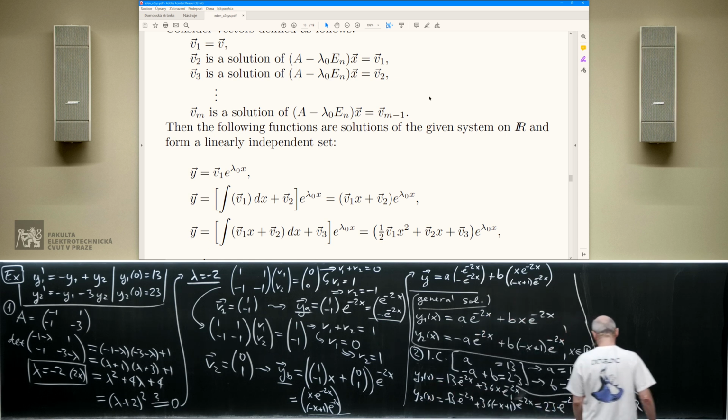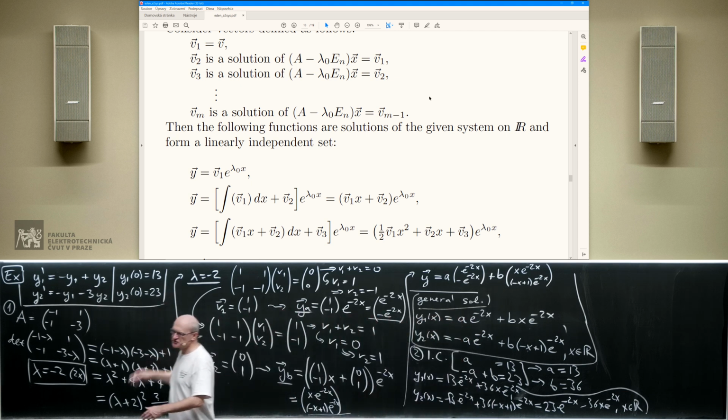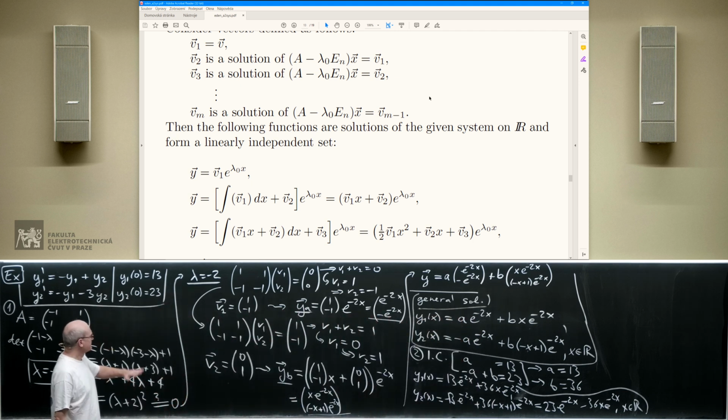Does it look better? I am not sure. Was it worth it? I don't know. Anyway, we've got it. So that's the particular solution corresponding to our given initial conditions. This was just a review. Easy. This we know really well. So that's it for this problem.